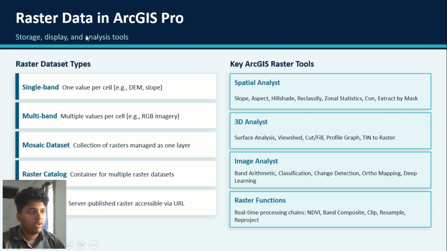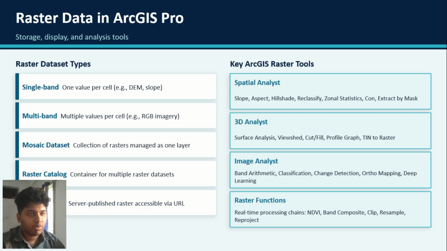We have some key functions here that we can use to define a raster data set. There are multiple types of raster data sets we usually see. The basic one is the so-called single band. That means one value is defined in one cell, like a DEM data set, which is elevation and slope. And we have multi-band data sets, like RGB imagery, with 3 bands in a raster. This is called multi-band. We have a mosaic data set, a collection of multiple raster data sets.